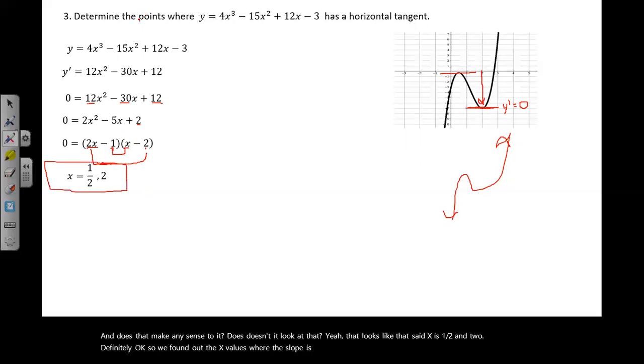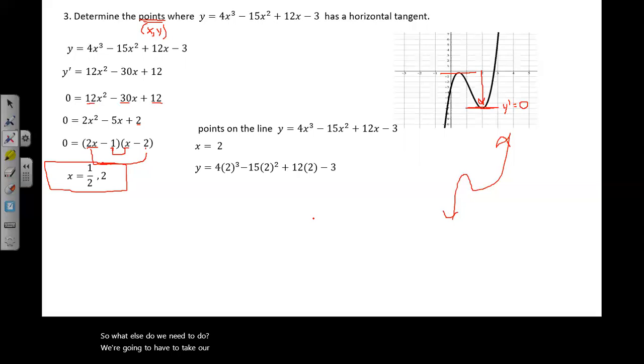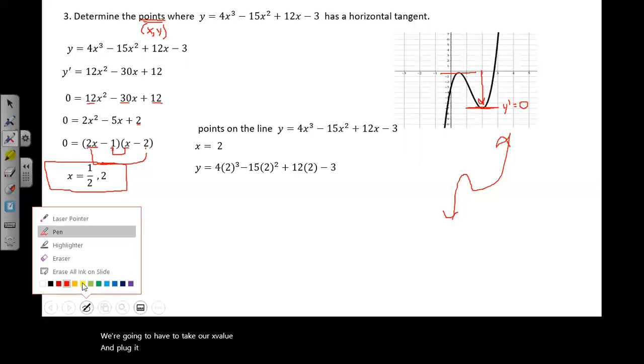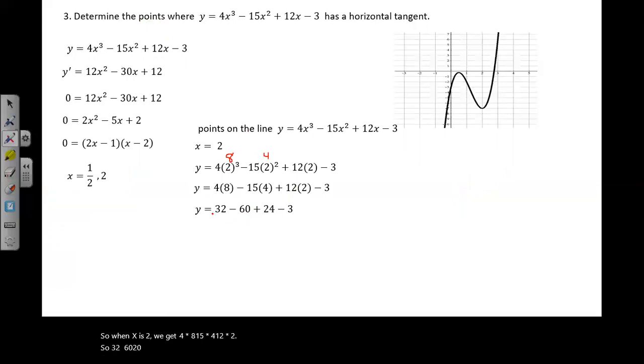Is that what we wanted? Find the points. Wait, points are x, y values. What else do we need to do? We're going to have to take our x value and plug it in. All right, let's work these out, shall we? So when x is 2, we get 4 times 8, 15 times 4, 12 times 2. Okay, so 32 minus 60, 24 minus 3. So I'm getting 57 minus 6 is minus 3 minus another 3.